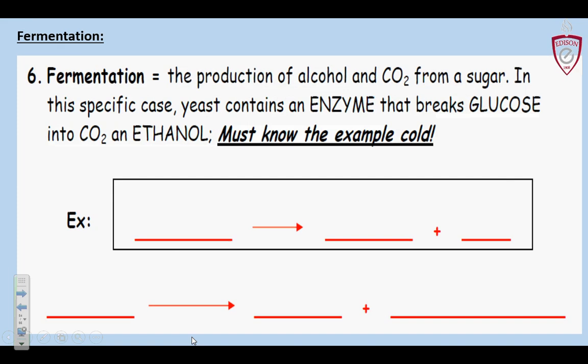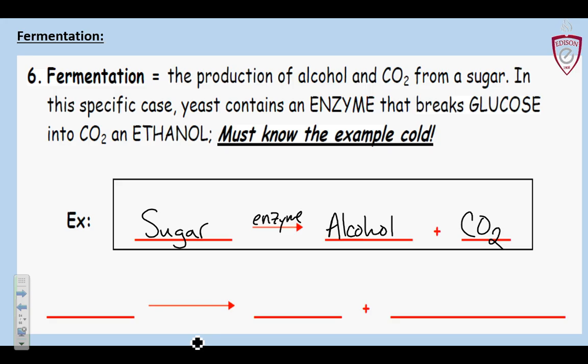Here we go. Number 6, fermentation. Could be one of my favorites. I'm going to take sugar, hook it up with an enzyme, and now I'm going to make alcohol and carbon dioxide. So fermentation makes alcohol. This is really how wine is made.